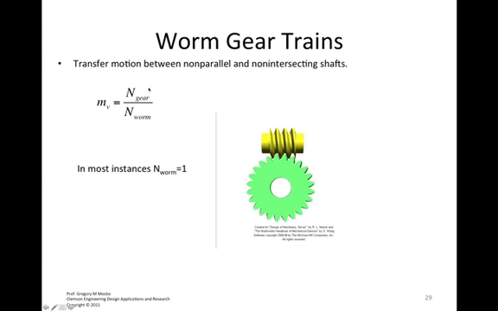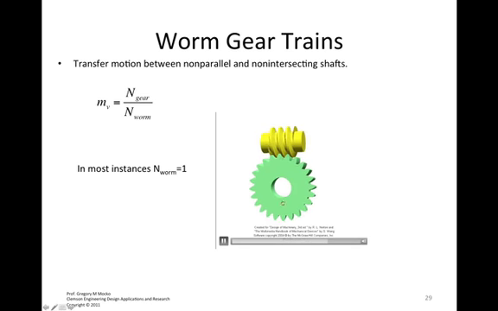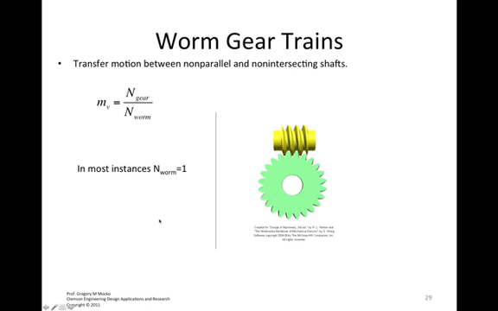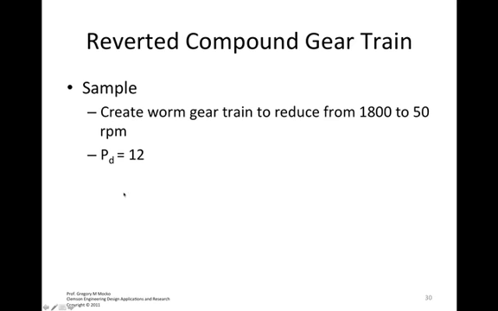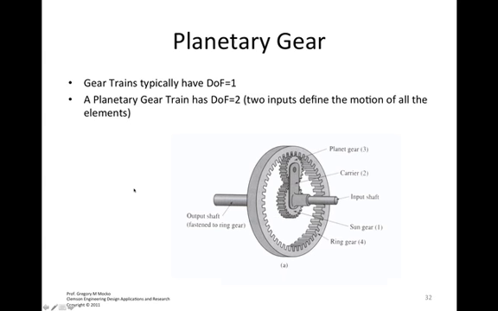An example of a worm gear train. In this case, we've got the worm and the gear, and the velocity ratio for this worm gear train is the number of teeth on the gear to the number of teeth on the worm. In most instances, though not all, the number of teeth on the worm is 1. And this is just a small animation of this worm gear spinning and driving the other gear to rotate. We'll come through that.